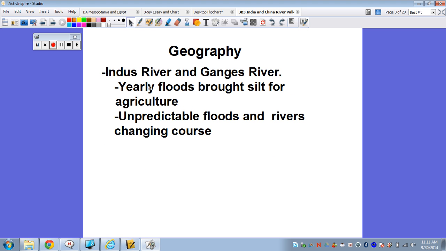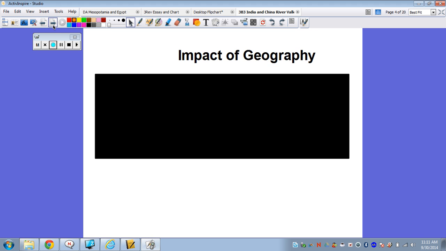And the two rivers you're going to be focusing on here, obviously the Indus River, like we've been talking about, but also the Ganges River. Those are the two big rivers in India. And the yearly floods of these rivers will bring silt for agriculture, but they're also a little bit unpredictable, and the rivers are going to change course a little bit over time. So people in these civilizations are going to have to deal with those factors.